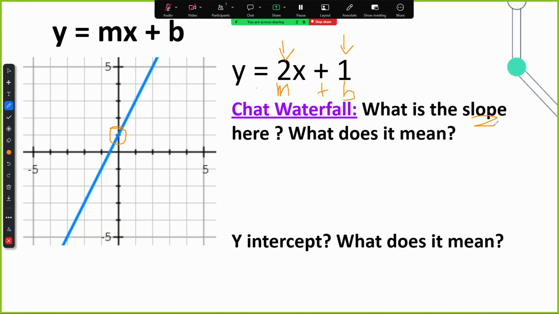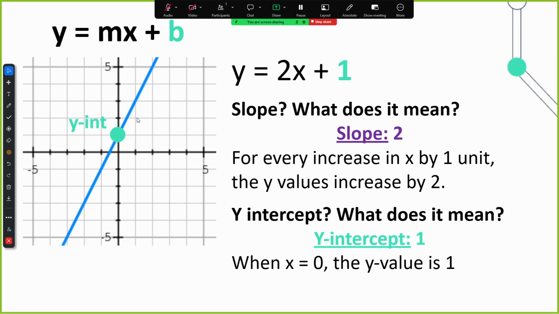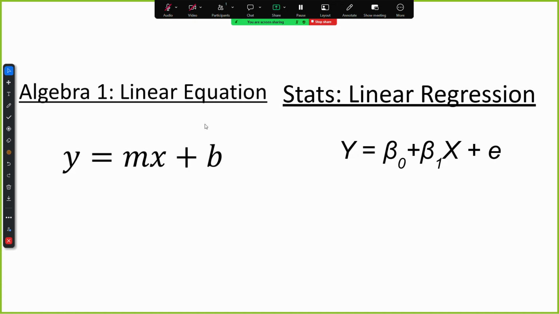The slope, m, is how fast it increases, which is like the rise over run. So it means it goes up 2 for every 1 across. This is the math behind what we're doing. Exactly, so up 2 over 1. Slope is 2. The y-intercept is the height where it crosses the y-axis.